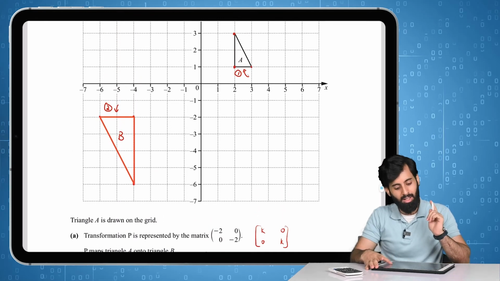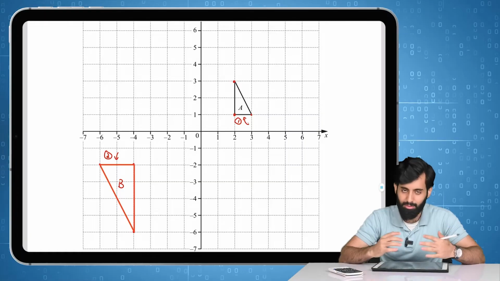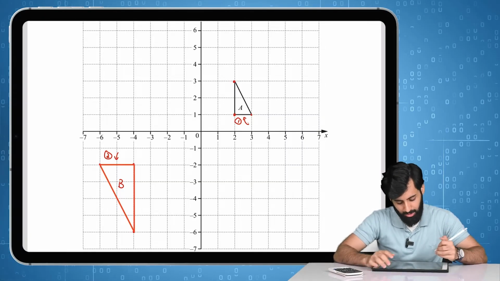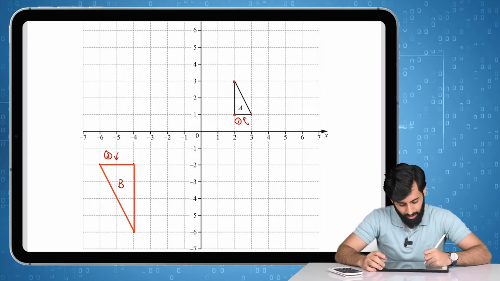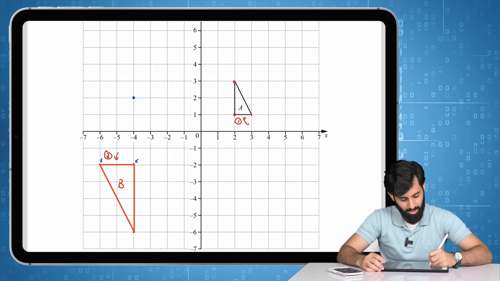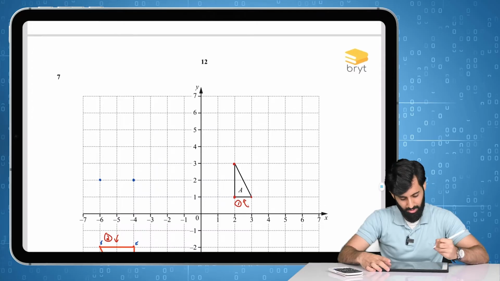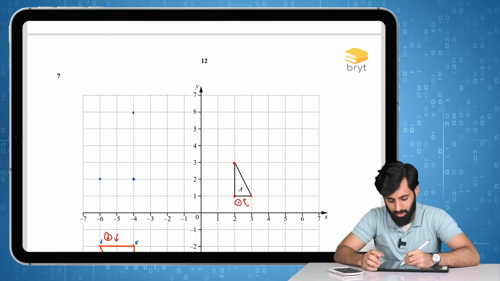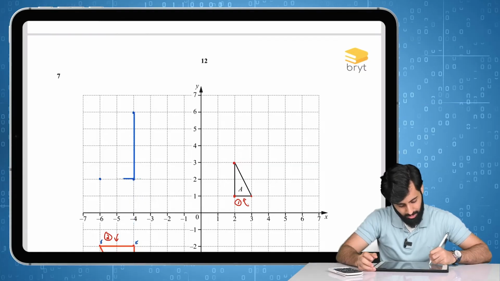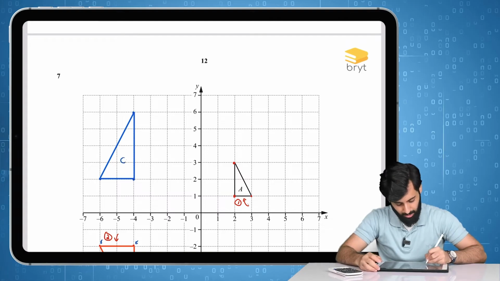I'm going to go back, look at triangle B, see its coordinates, and reflect them along the x-axis. Now, reflecting any point or an object along the x-axis is quite easy. All you've got to do is change the sign of the y coordinate. So minus 4 and minus 2 is going to become minus 4, positive 2. Minus 6 and minus 2 is going to become minus 6 and positive 2. And minus 4 and minus 6 is going to become minus 4 and positive 6. And there you have it, folks. We have successfully obtained triangle C. And once you've done that, make sure that you label it. And that's exactly what I'm going to do now.